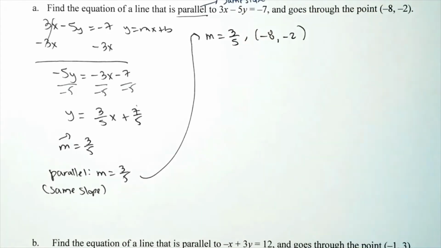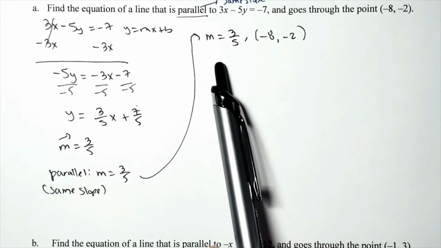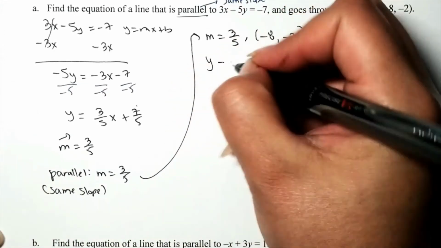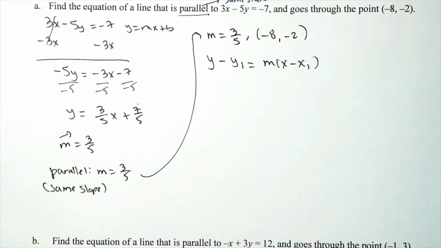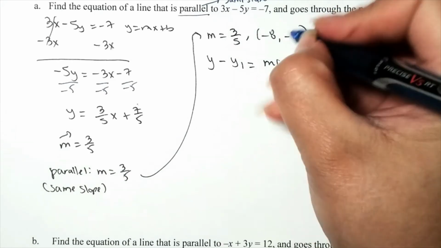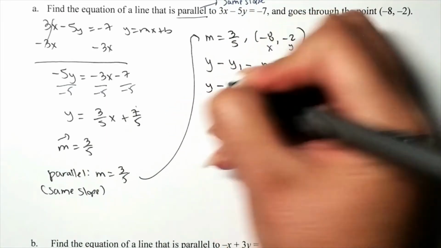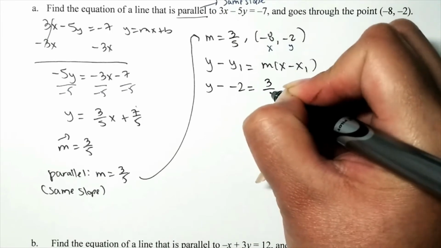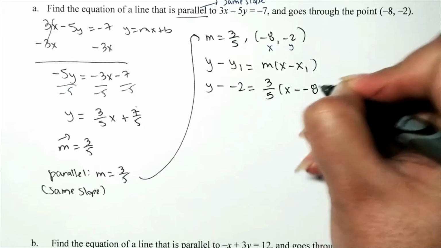What are the ingredients that we need to find the equation of a line? We need a point and we need a slope. We have a point. Thanks to our detective skills, we got a slope. Let's plug and chug. So the point slope formula, say it with me: y minus y1 equals m times x minus x1. Say it like no one's watching. Alright, cool. So let's plug in the coordinates of our point and take it from there. So we have y minus the y value of -2 is equal to the slope of 3/5 times x minus the x value, which is -8.